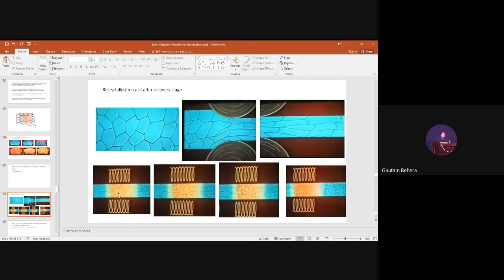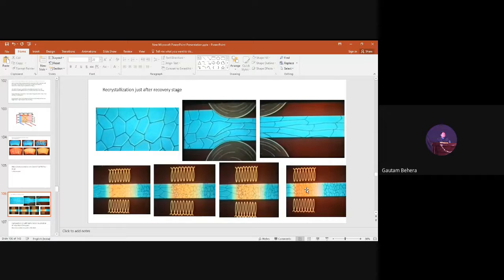Just look at this image. Finally, what is happening? You will end up with what? What are these? The new strain-free final grains. What is the structure? Equiaxed. Very good, again equiaxed. That means from this elongated grain, upon recrystallization, you are getting again equiaxed grains, which are strain-free.